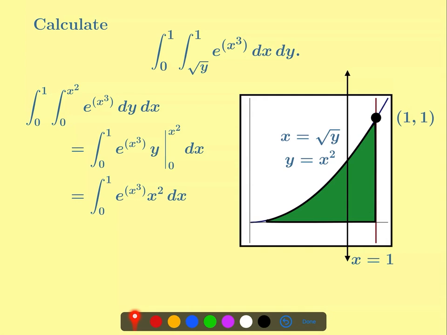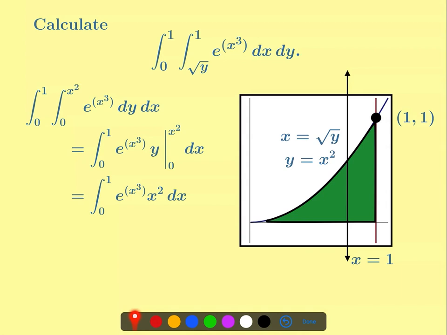So let's look at what we get. Since this is a constant, we're going to get e to the x cubed times y, where y goes from 0 to x squared. I plug in 0, I'm just going to get 0, so all I need to do is plug in x squared here, and I have e to the x cubed times x squared that we're trying to integrate.